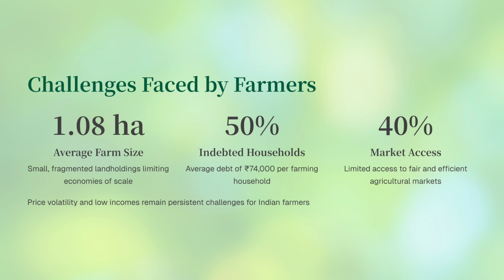Thirdly, market access limitations and fluctuating prices compound farmers' financial difficulties. Due to inadequate market infrastructure, including poor road connectivity and insufficient storage facilities, farmers often sell their produce to middlemen at below market prices. This reduces their profitability and increases vulnerability to market volatility.